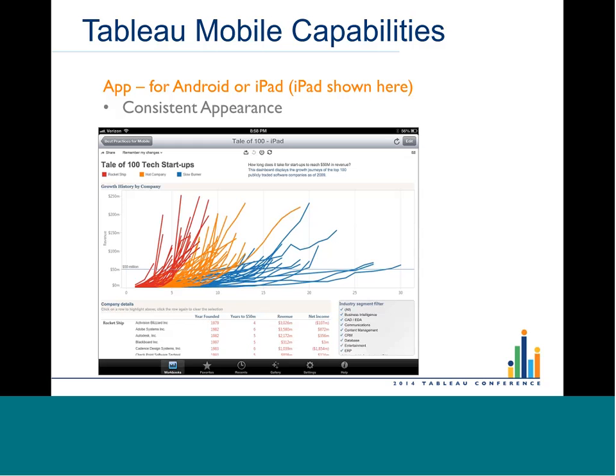Now, what is in the app? Again, there is a consistent appearance. So this now is that same viz being shown in our iPad application. We release both Android and iPad versions now. But throughout this, I'm going to take screenshots off the iPad. So again, you get a very consistent experience. It's the same appearance. You're not going to have something radically different. And that's because we actually use the same web rendering technology inside the application.